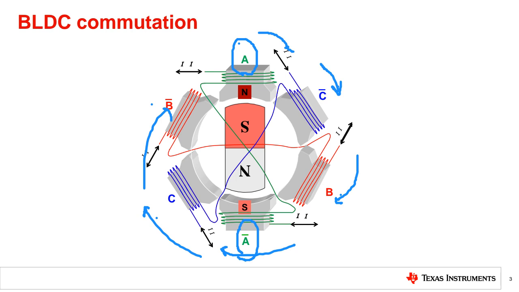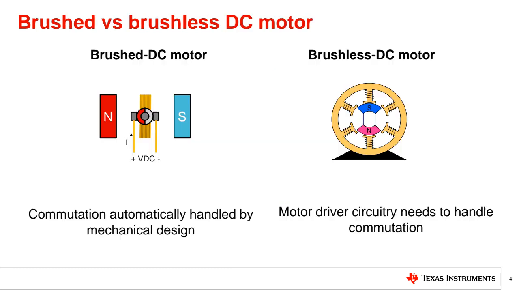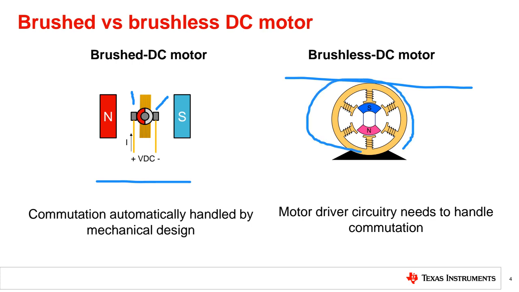Another one we focus on. These are typical commutation structures. This is the DC motor commutation structure. Here we have a brush. This is the brushless DC motor. We have a stator. We have a permanent magnet. It only needs driver circuitry. This is automatically handled by mechanical design. Which one? Commutation.